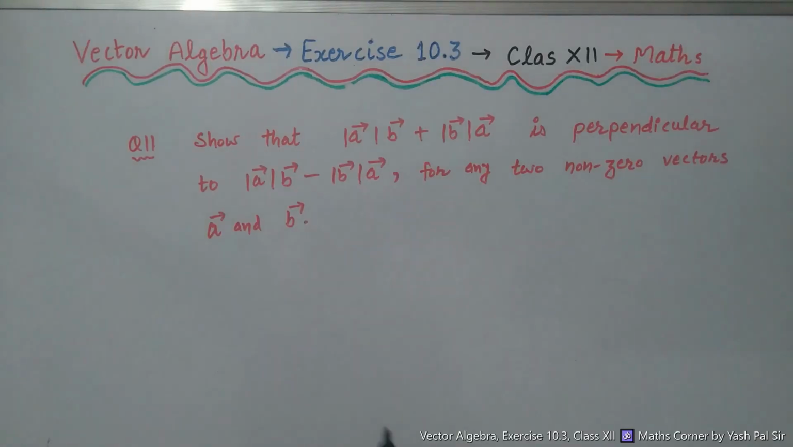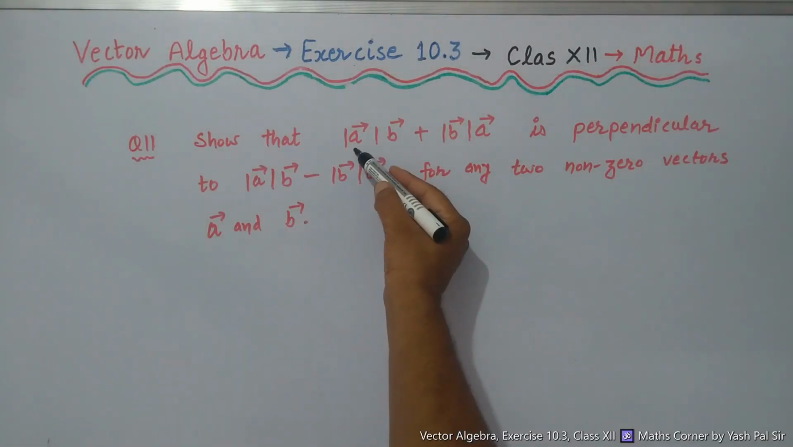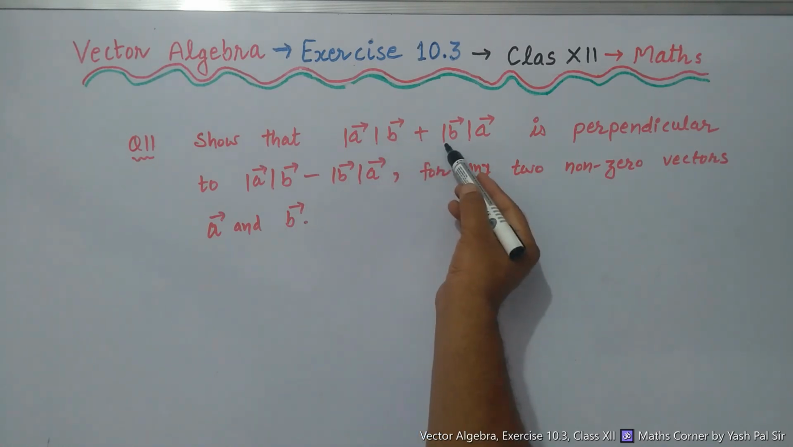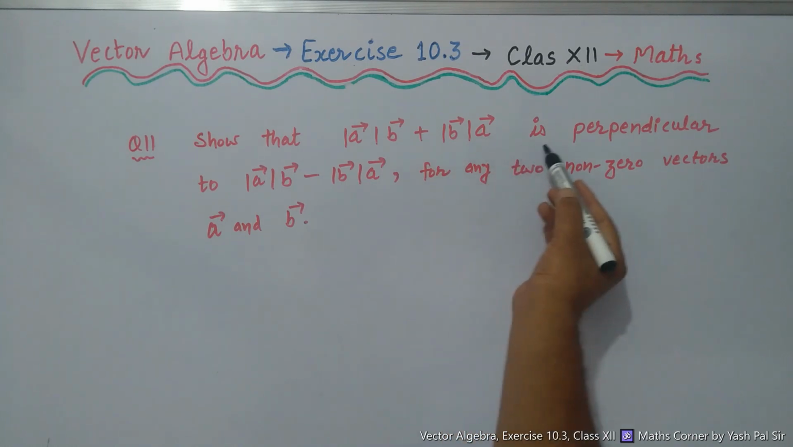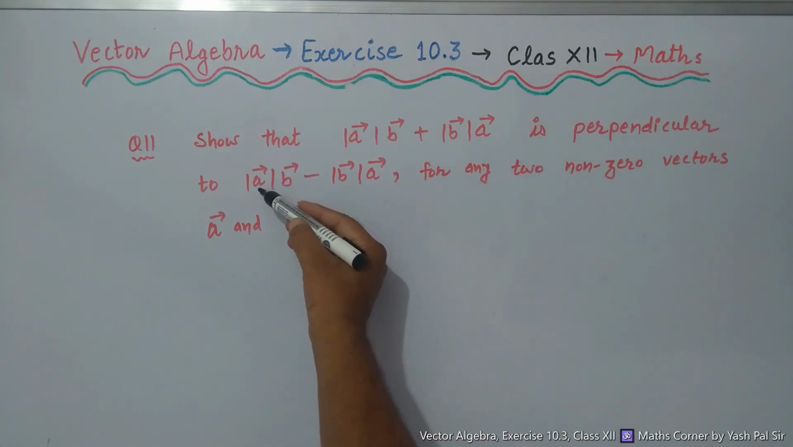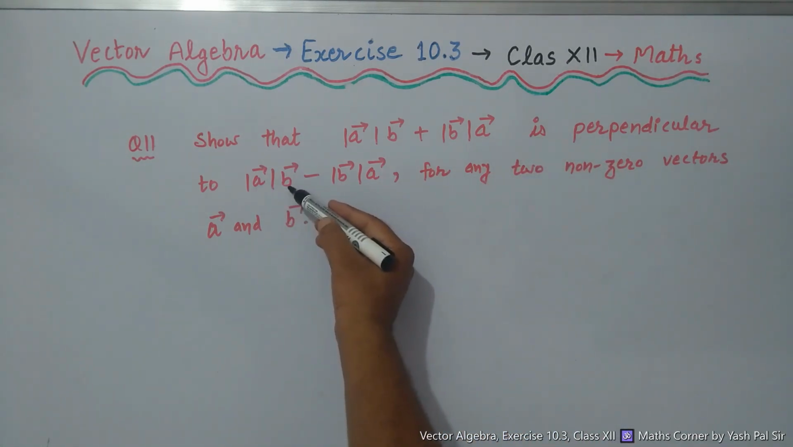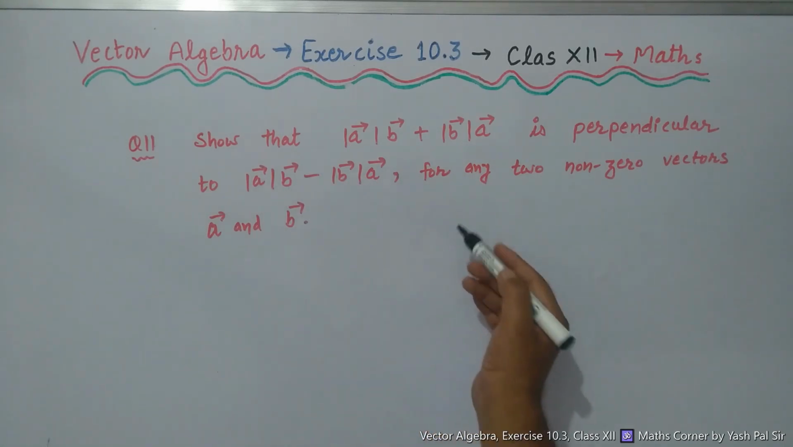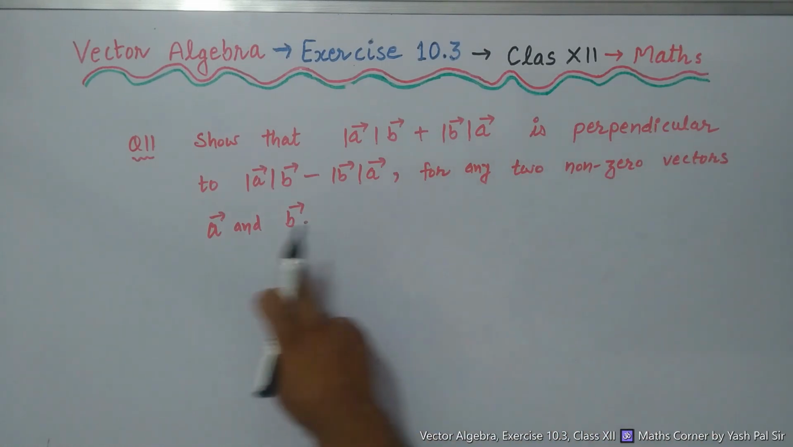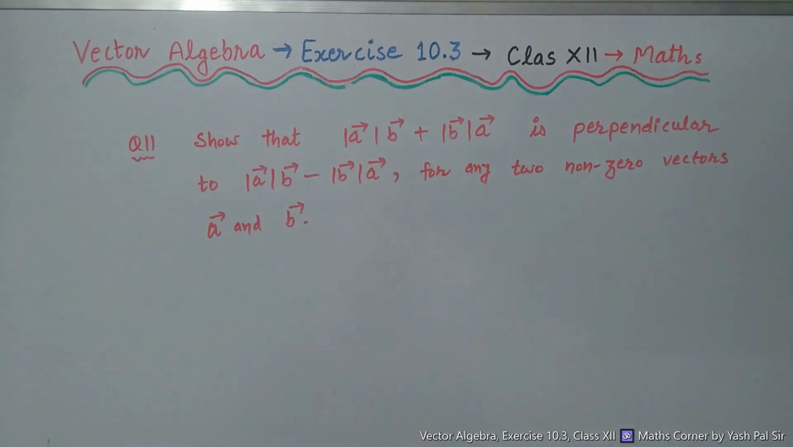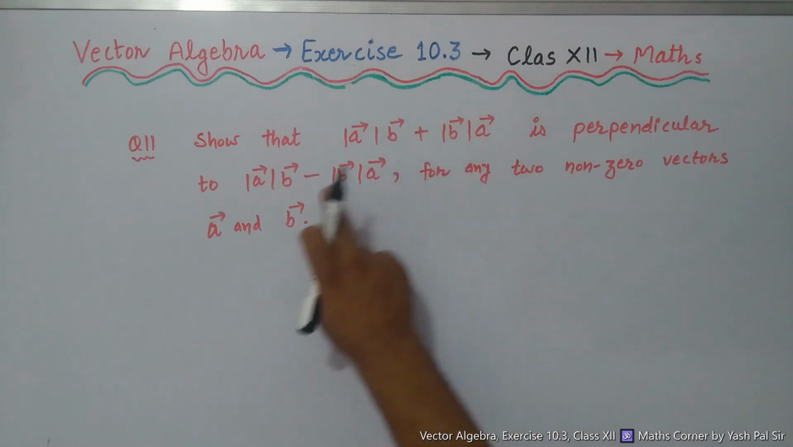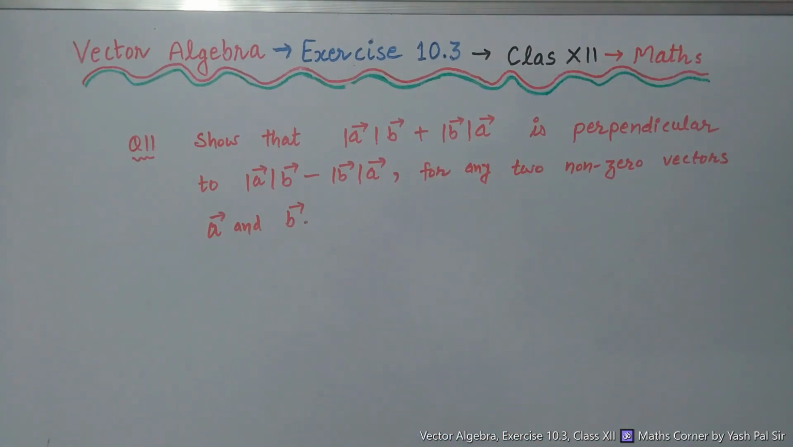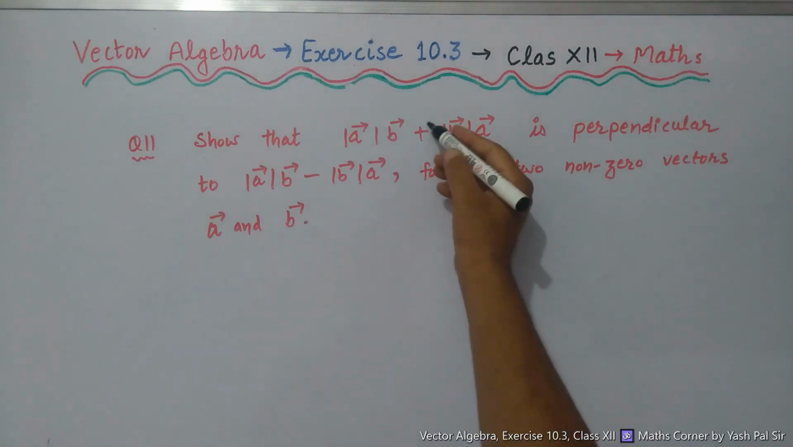Question number 11. Show that magnitude of vector A into vector B plus magnitude of vector B into vector A is perpendicular to magnitude of vector A into B minus magnitude of vector B into A, for any two non-zero vectors, vector A and vector B. So if these two vectors are perpendicular, then their dot product should be equal to 0. So let us find the dot product between these two.